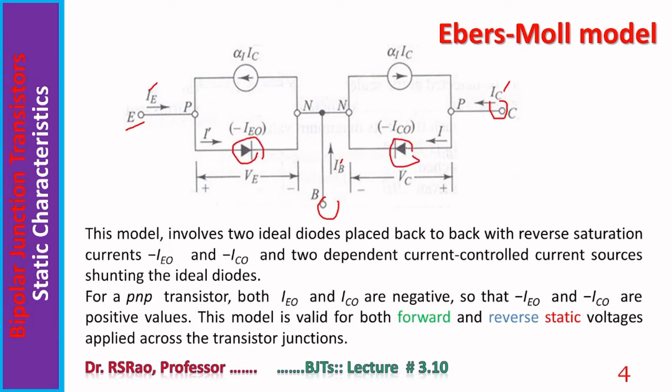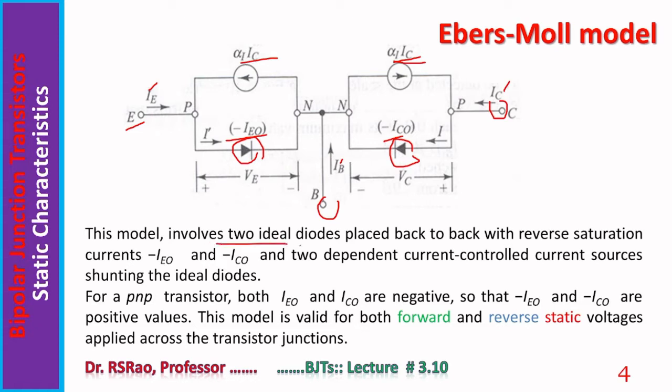Each diode is in parallel with one current source, alpha_I IC, alpha_N IE. In the first part, minus IEO. In the second part, minus ICO. A few points regarding this model. These points help us in understanding this model.